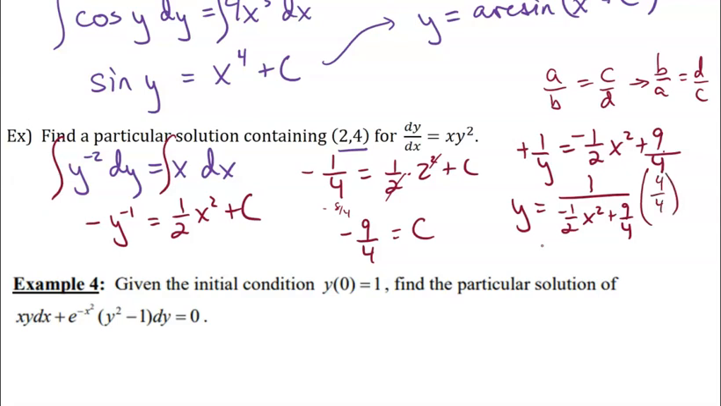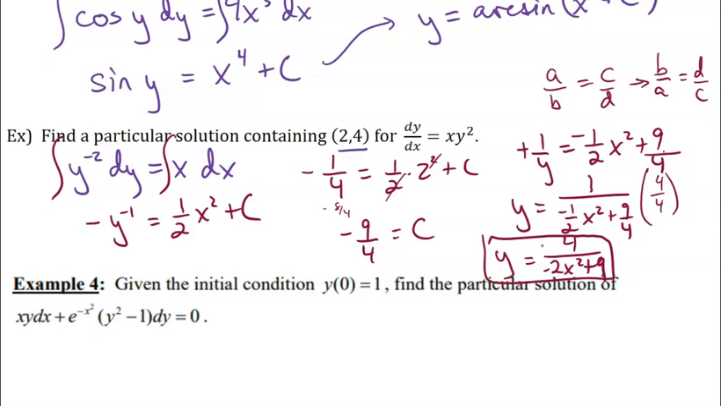I'm going to multiply by 4 over 4 and get y equals 4 over negative 2x squared, sorry, negative 2x squared plus 9. And then that is my particular solution. Okay? And by the way, if you partially solve this, like let's say we multiplied everything by negative 2 just to get rid of that, but then you left this as a c, you would have a different value for c, and that's okay because c just represents any constant.